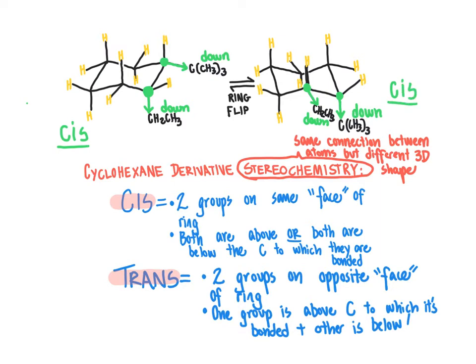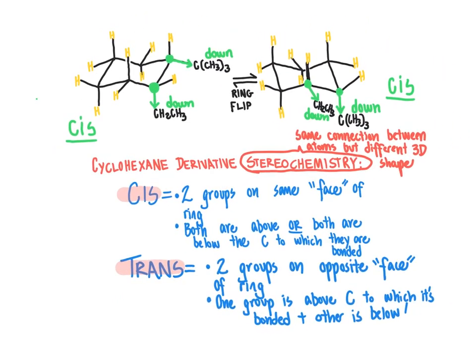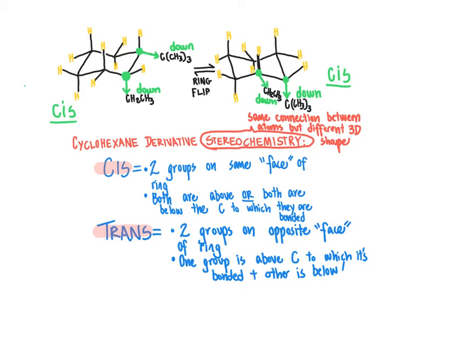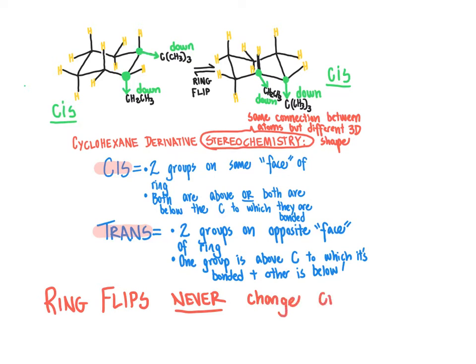So this brings us to a really important point about this cis-trans stereochemistry, and that is doing a ring flip is never going to change cis to trans or trans to cis. So ring flips do not alter cis-trans stereochemistry. A molecule that starts off as cis, if it undergoes a ring flip or 20 ring flips, will still be cis at the end. So ring flips never change cis-trans stereochemistry. They just change the conformation.